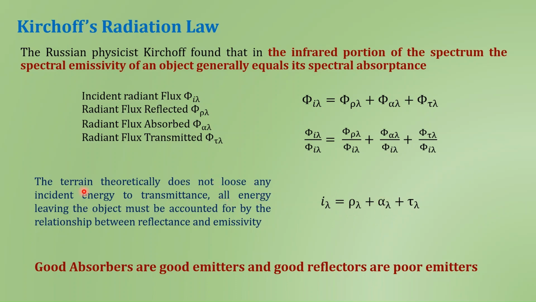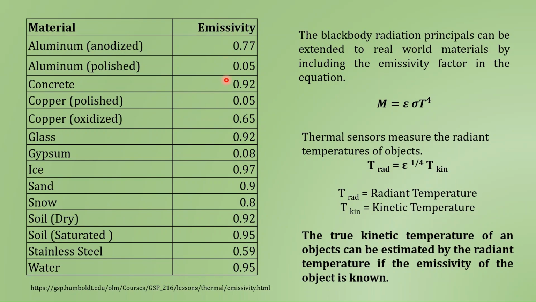So all the energy which is leaving the object must be accounted for by the relationship between the reflectance and the emissivity. So as per Kirchhoff's radiation law, good absorbers are good emitters and good reflectors are poor emitters. Here we have the emissivity values for some of the materials, and if we compare for the same material, the one which is polished will have more reflectance. So this has a lower emissivity value in comparison to the unpolished or the anodized one. Similarly for copper, we can see the polished one has the lesser emissivity value, while the oxidized copper has the higher value.